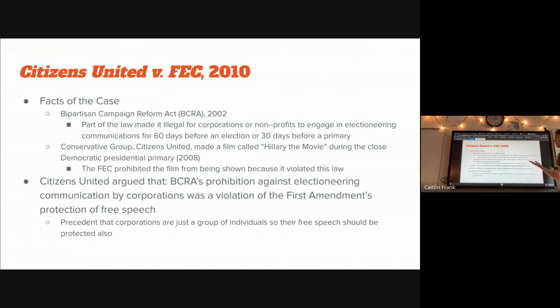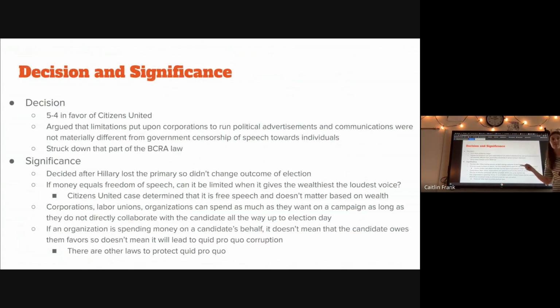But that violated the 30-day primary BCRA law. So Citizens United sued, saying, you have to let us broadcast this movie because this is our freedom of speech, our First Amendment protected right. The FEC was like, this violates a congressional law and you cannot release this and advertise this during this timeline. They went back and forth. The Supreme Court decided in favor of Citizens United, saying that that part of BCRA did violate free speech, meaning that you couldn't force someone to not advertise within a timeline of an election, because that was freedom of speech.